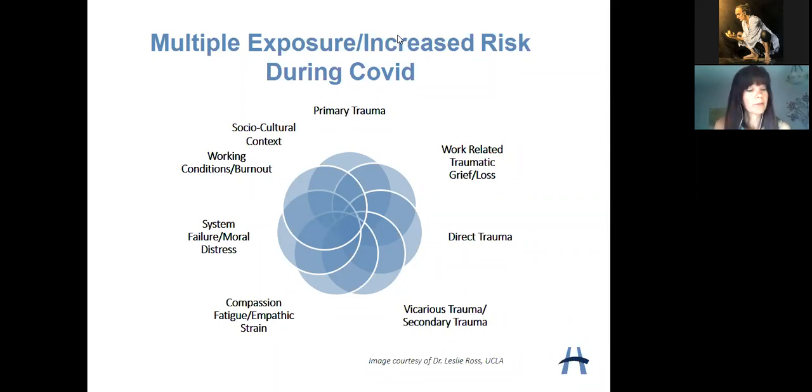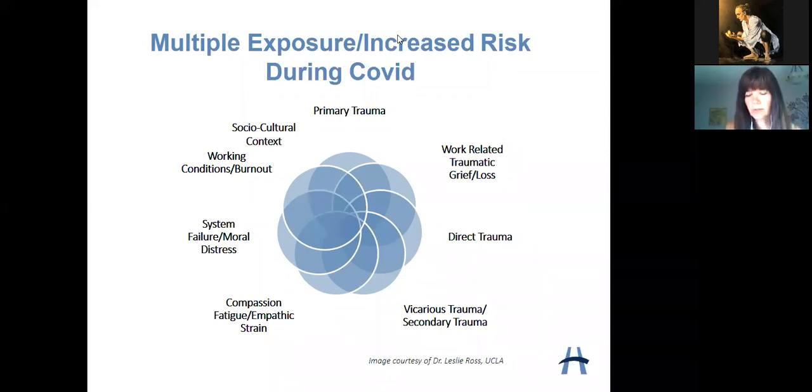Direct trauma, of course, in COVID, we feel direct trauma acutely because we are in direct contact, many of us, with the virus itself. And so, that's a real fear. Am I going to get sick? Am I going to make my family sick?